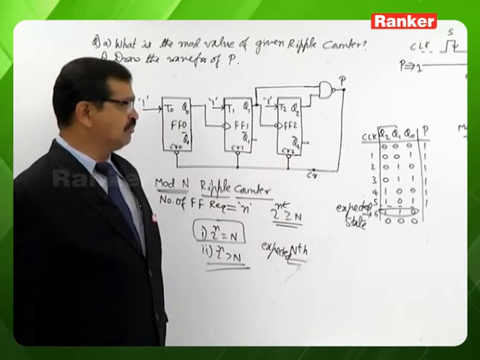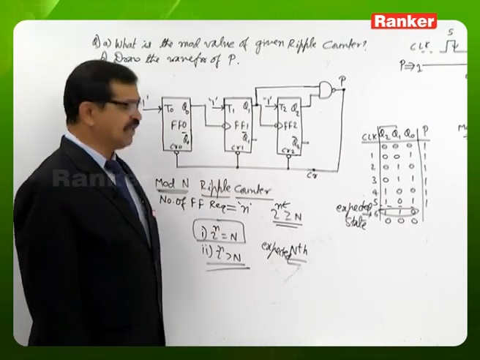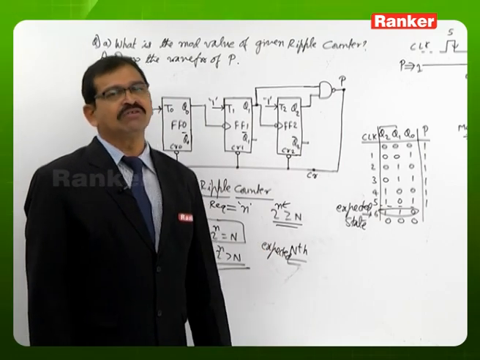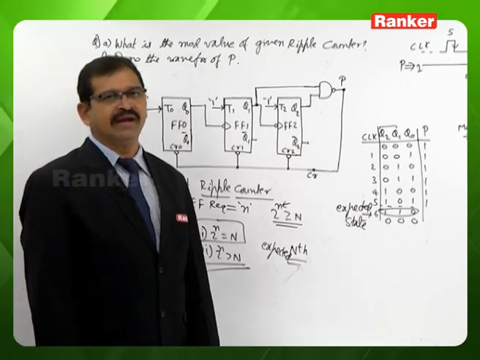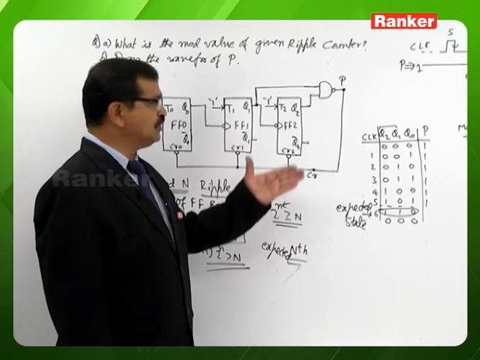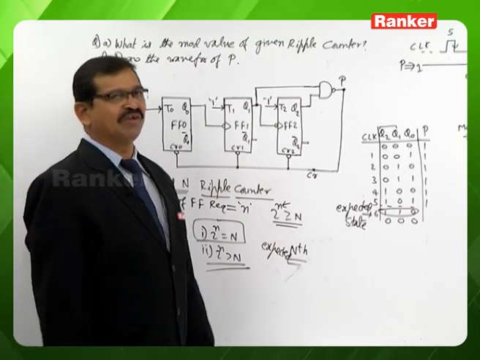So I am repeating the statement. To build a mod n ripple counter for this second case, refer to the expected state of the circuit at the nth clock pulse. The flip-flops which have the value 1 at the expected nth clock pulse are the inputs to the AND gate, and the AND gate output is coming as the clear input of all the flip-flops. It is the statement we can make.